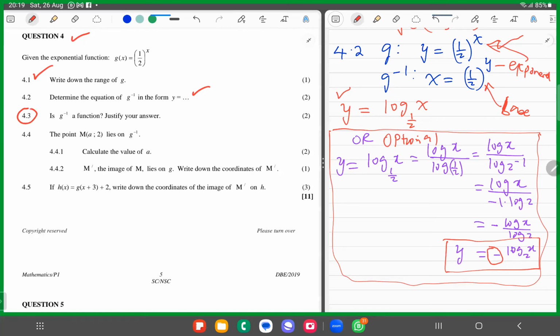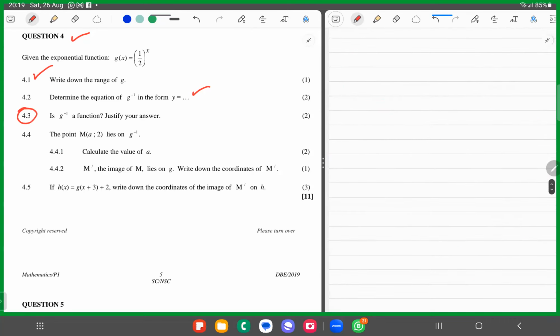Now we are looking at 4.3. The question there is: is g inverse a function? Justify your answer. So let's answer that one.